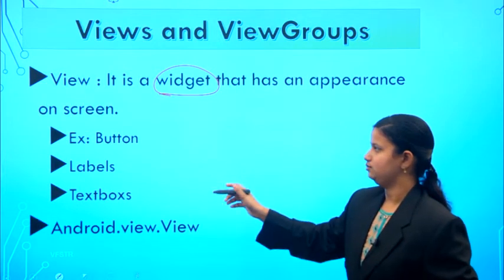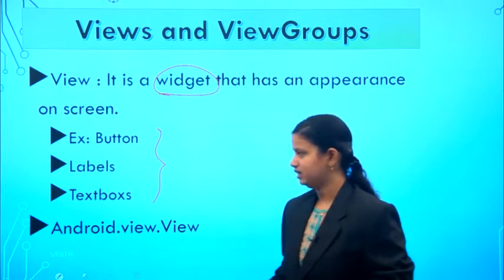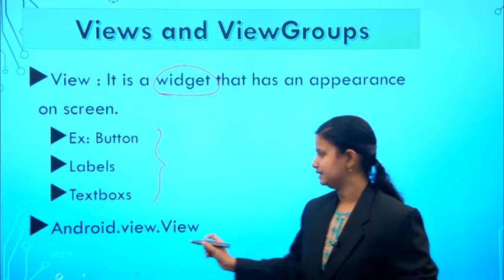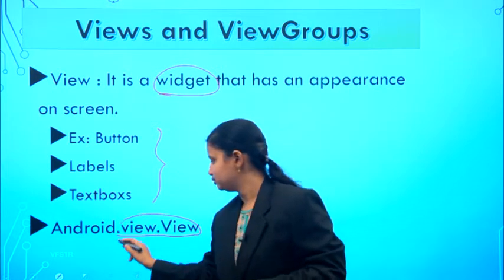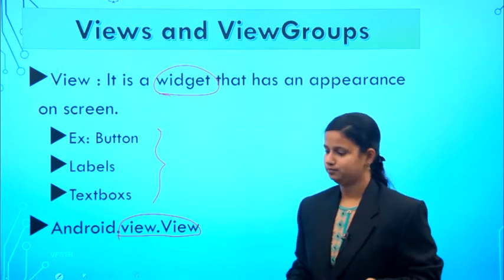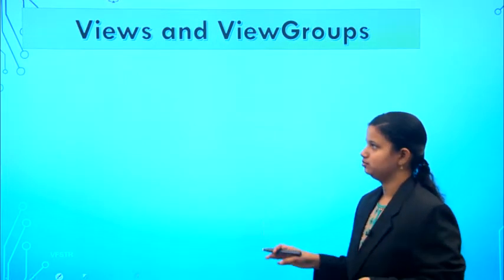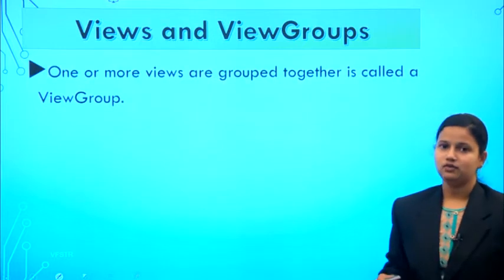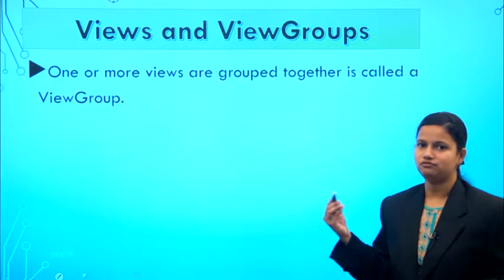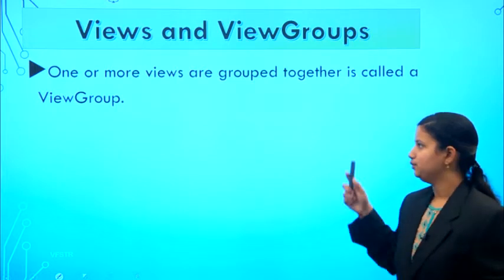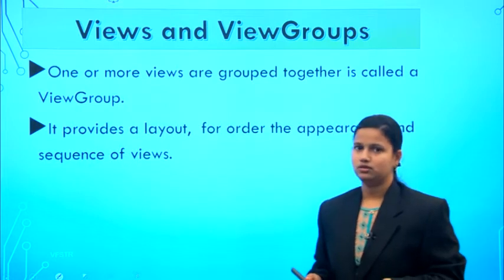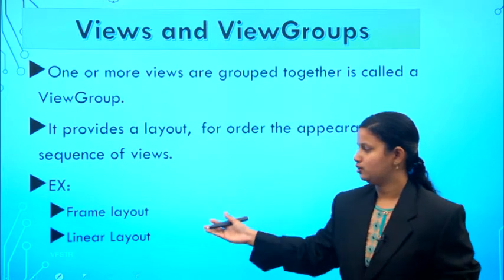All these views are to be added. This view is derived from the class android.view.View. This is a base class. And the next thing is the view group. So what is a view group? When we add one or more views, that grouped collection of views is called a view group. The example for this is layouts.